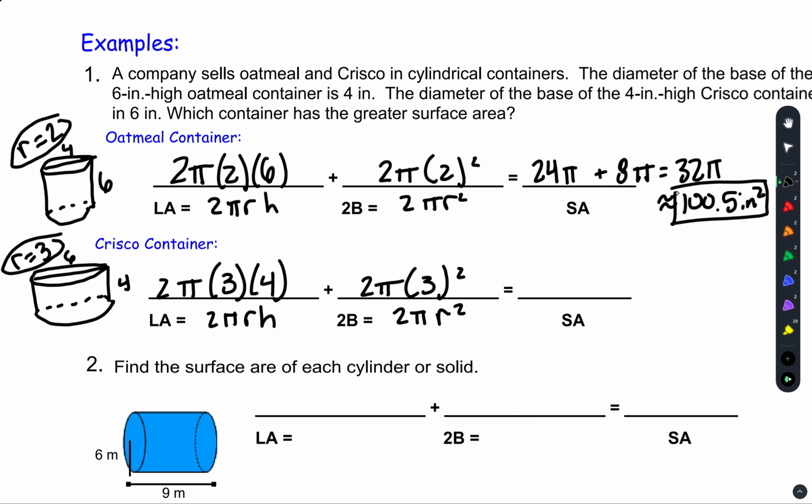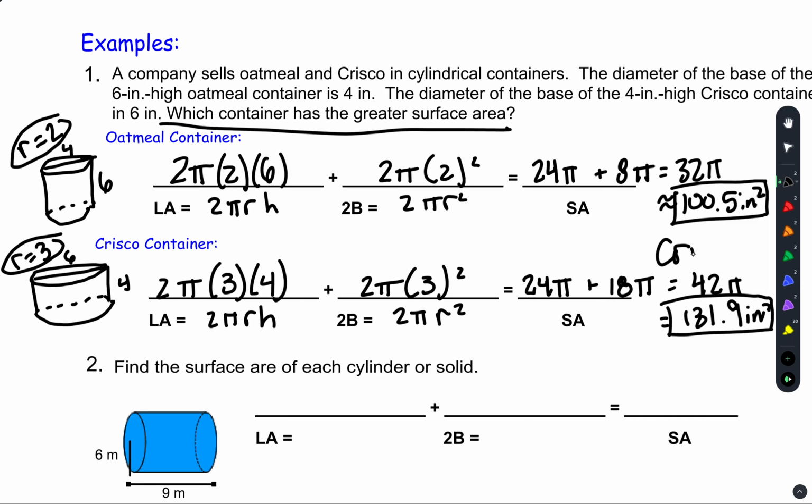I'm going to do the same thing for the Crisco container. 2 times 3 times 4 is 24 pi. 2 times 3 squared is 18 pi. That gives me 42 pi, which rounds to 131.9 inches squared. So if we're asked what has the greater surface area, the Crisco container has the greatest surface area. Good. Okay, questions on that? Hopefully not too bad. We feel like this is just like plugging things in, right? We can do that? Okay, amazing.